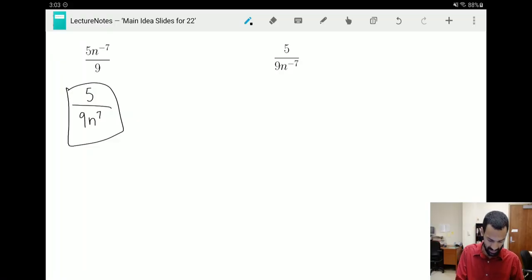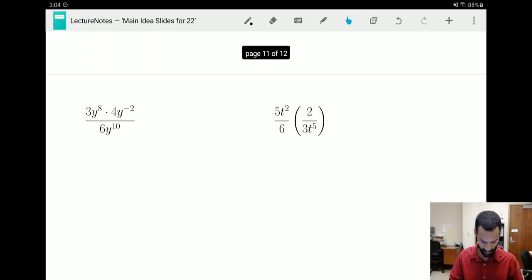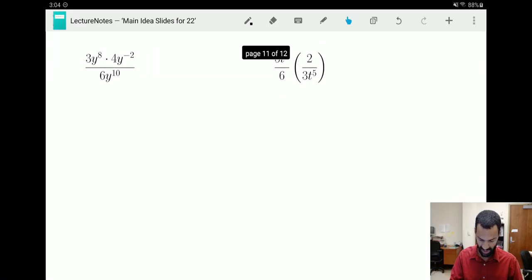What about this one right here? Notice n has a negative 7, so that means the n to the 7th power is in the wrong position. I need to bring it up. So this becomes 5n to the 7th over 9. Okay, the negative exponent just means it's in the wrong position. Okay, so now let's do some more complicated problems as we approach the end of this section.